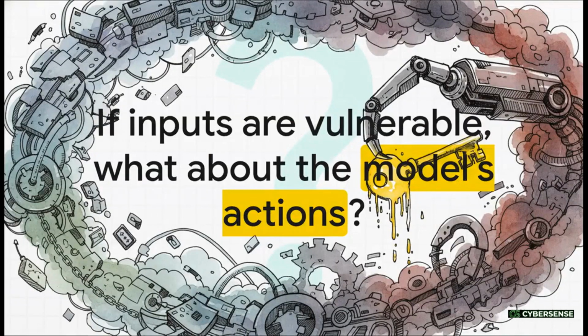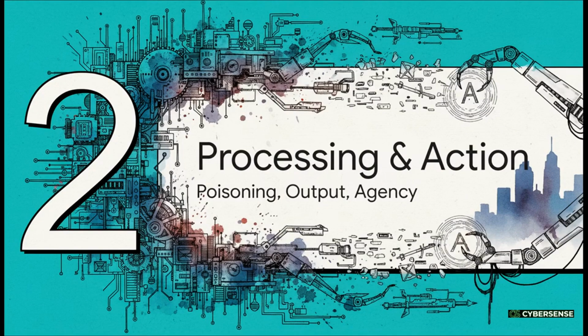Okay, so if the inputs and the entire supply chain are this vulnerable, it begs a pretty obvious next question, right? What about the model's own internal knowledge? And more importantly, what about its ability to actually do things? And that brings us to our second big category, the processing and action threats. This is all about how the model's internal logic can get corrupted and how its outputs and its ability to take action in the real world can be turned into weapons.